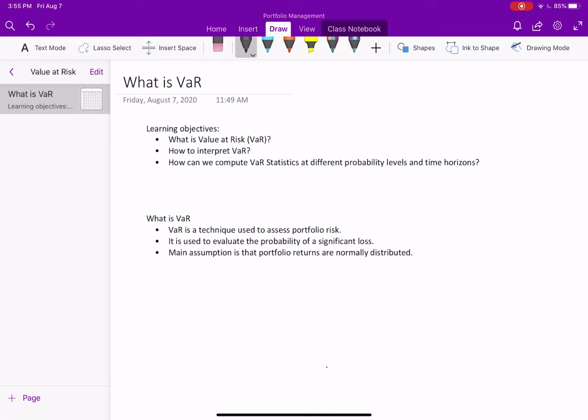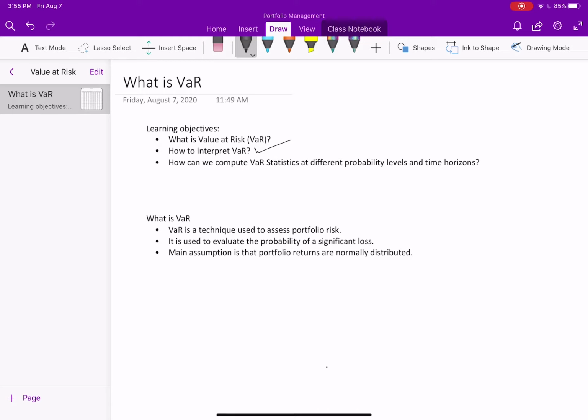We have the following learning objectives in today's lecture. We want to know first what value at risk, or VaR, is. We also want to see how we can interpret VaR. And finally, we want to see how we can compute VaR statistics with different probability levels and time horizons.